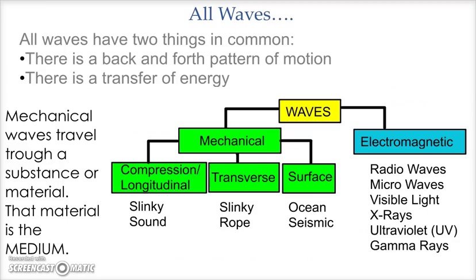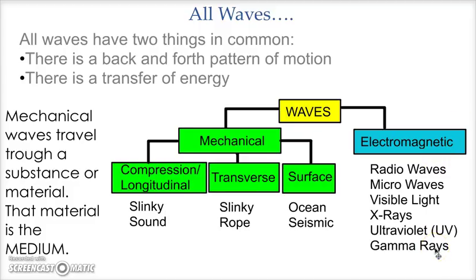So here's what really needs to go into your notes. Remember that all waves have two things in common. One is that there's always a back and forth pattern of motion, and there's always a transfer of energy. Now, there are two main types of waves, mechanical waves and electromagnetic waves. The difference is that mechanical waves need a substance or a material to travel through, and that material is called the medium. So mechanical waves need air or water to travel through.